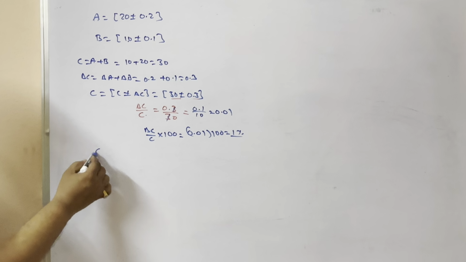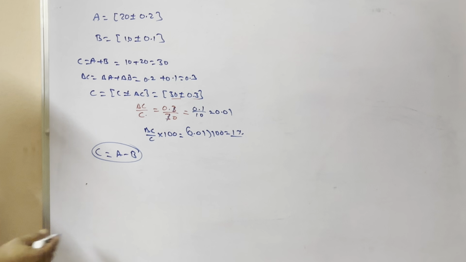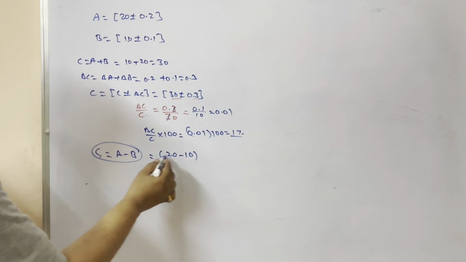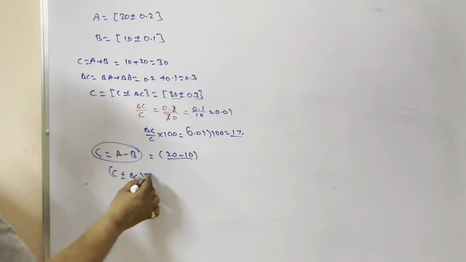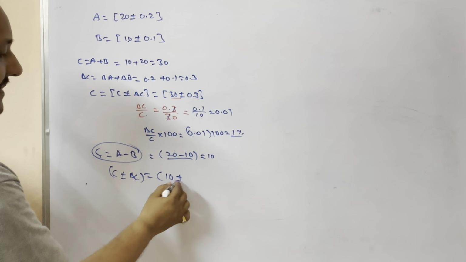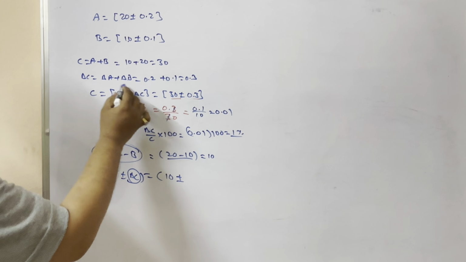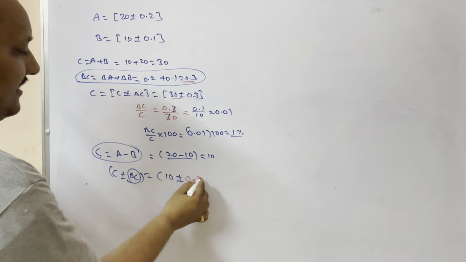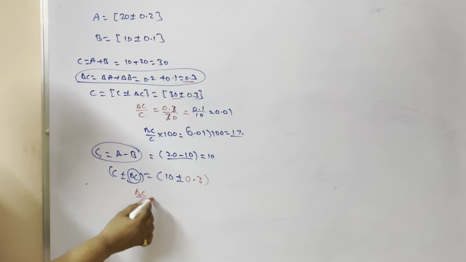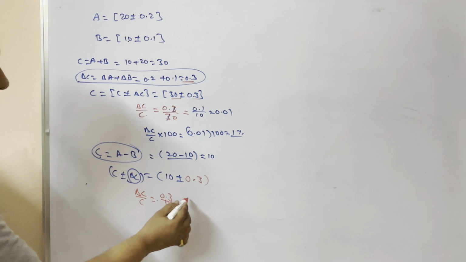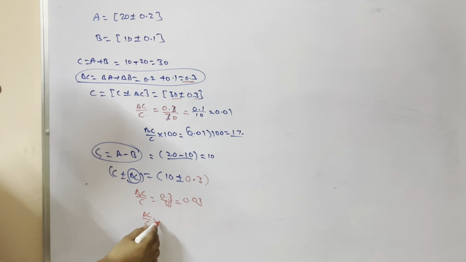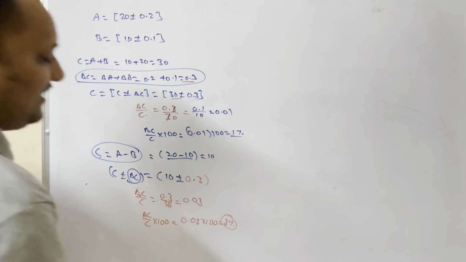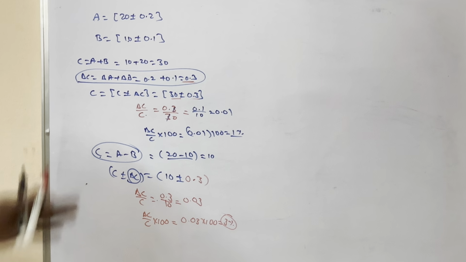If they wanted to find C is equal to A minus B, then how will the answer be? 20 minus 10. This is C. Then how do we write C plus or minus delta C? 20 minus 10 is 10, 10 plus or minus. What is delta C? Delta C will be the same answer because we always add. Now what is the relative error? Delta C by C is 0.3 by 10, 0.03. What is the percentage error? Delta C by C into 100, 0.03 into 100, that is going to be 3%. This is for addition and subtraction.